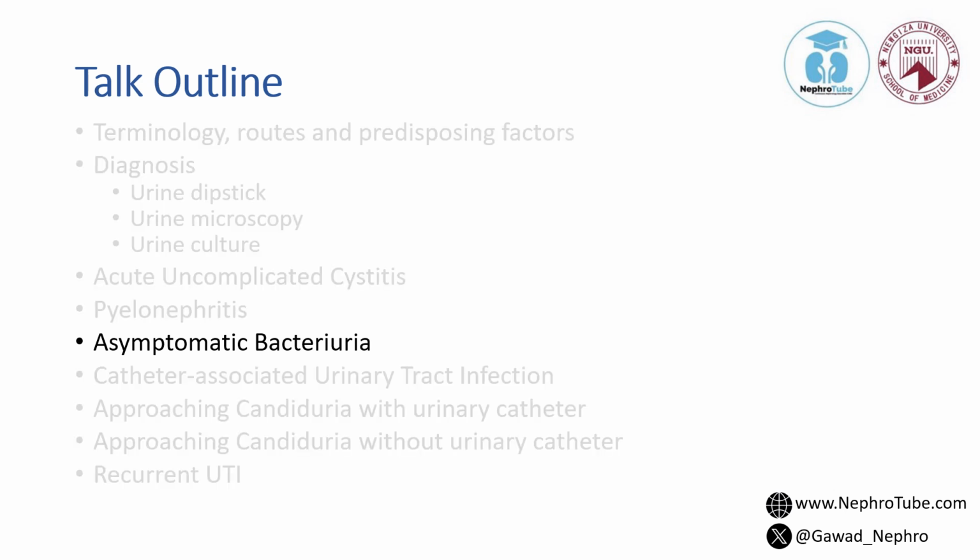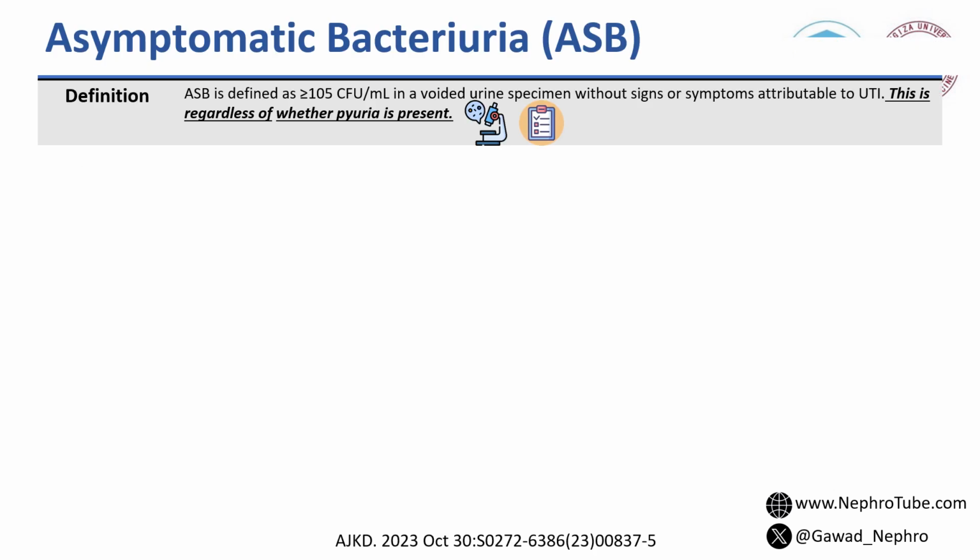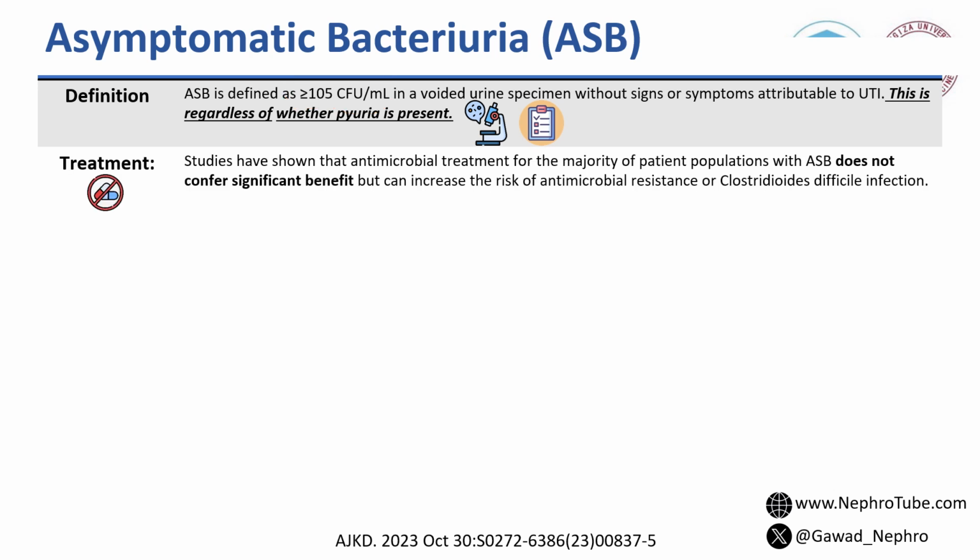What about asymptomatic bacteriuria, which, by the way, is very common? So what is the definition of asymptomatic bacteriuria? Asymptomatic bacteriuria is when a patient has laboratory evidence of urinary tract infection. The patient has more than 10 power 5 colony forming units per ml, but in the absence of signs or symptoms of urinary tract infection. So there is no clinical diagnosis of urinary tract infection.